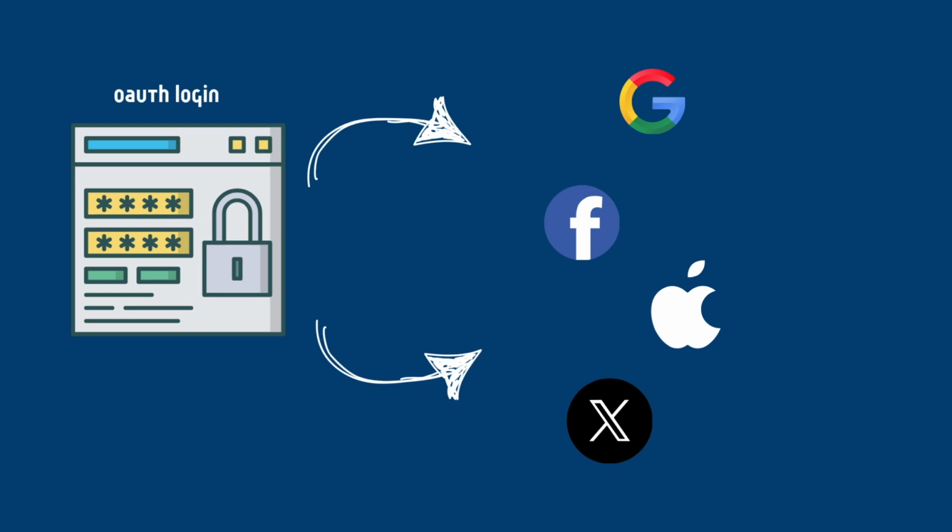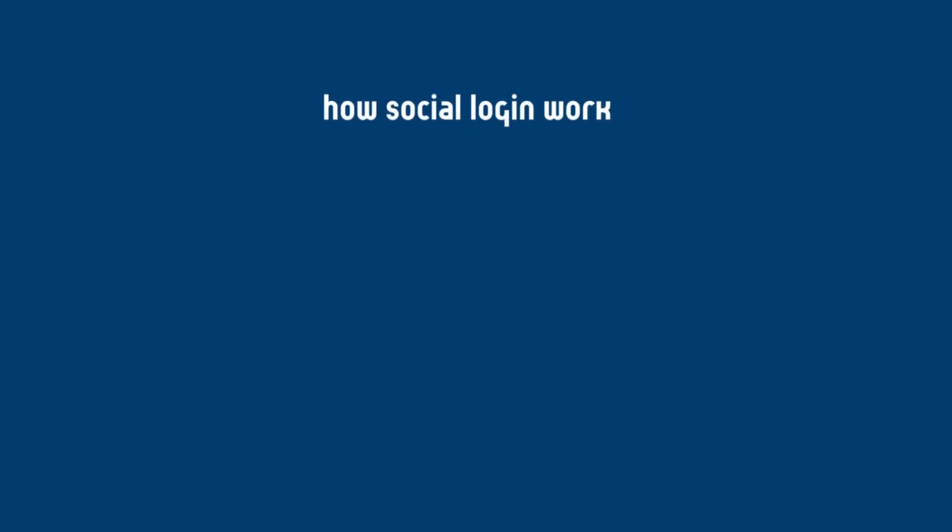So this process is powered by OAuth, which is a protocol that enables secure access to users' information from one service without sharing passwords. That's what OAuth means. So how does social login work?